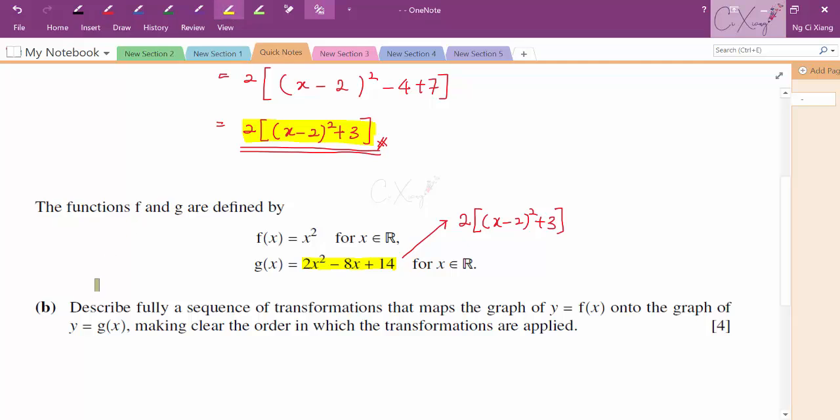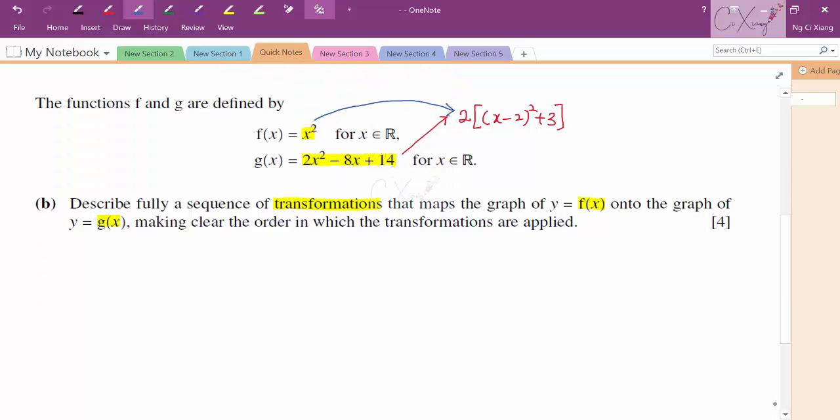Okay, so what they want us to do now is to describe fully a sequence of transformations that maps the graph of f(x) onto the graph of g(x), making clear the order in which the transformations are applied. So originally I'm having x squared, and what are the transformation processes that lead to this expression? All right, so we are going to write out all the possible transformations. The first transformation we can observe is this one. I'm having the minus 2, that means the horizontal translation, along with the vertical translation.